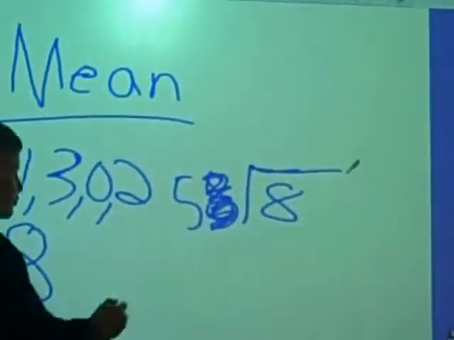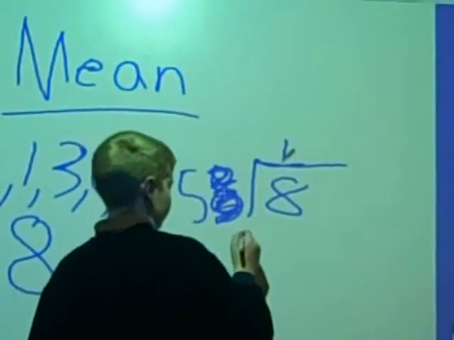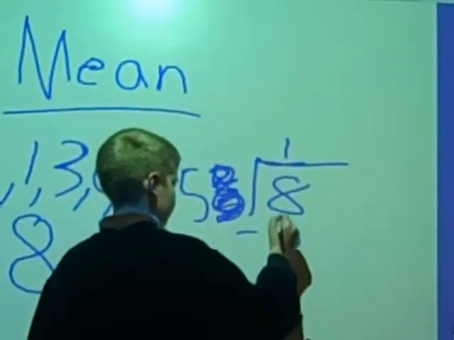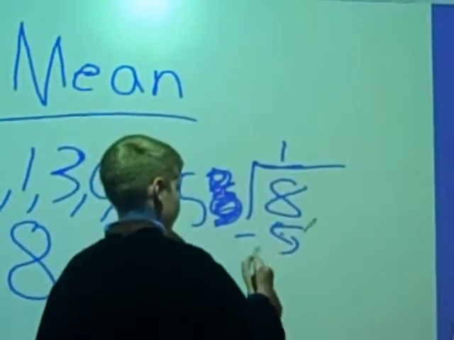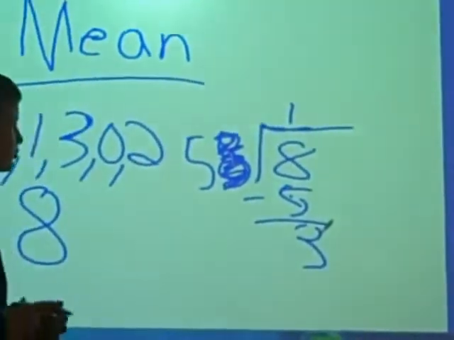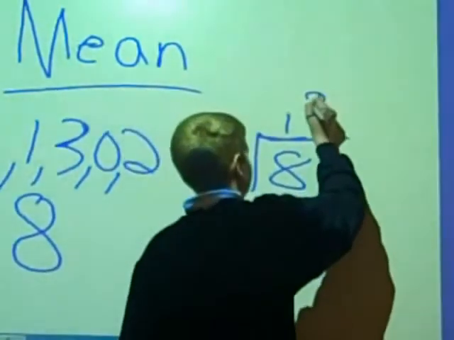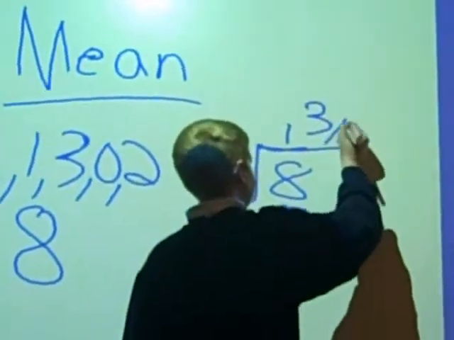5 doesn't go into 8 more than once, so we put 1 on top. 5 times 1 equals 5, so we subtract that from 8. 3 is the answer. Since 5 can't go into 3, we put the 3 on top of the 5 and make a fraction. The mean is 1 and 3/5.